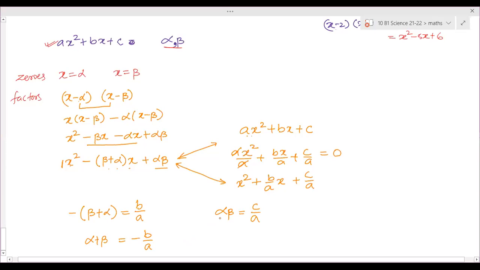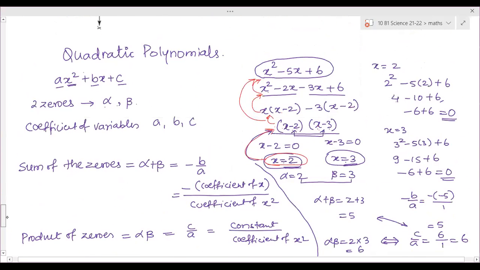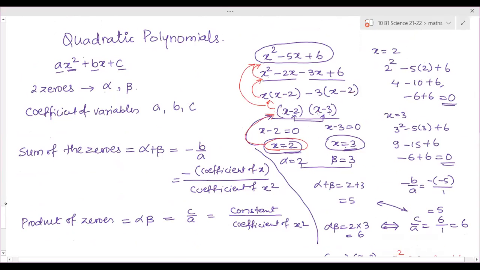Clear how this relation came? So this is your polynomial. If you know alpha and beta are the zeros, then you can form the polynomial by using this: x square minus sum of zeros into x plus product of zeros. Then you will get this polynomial. Okay, clear? Now write down all this. Everything clear from basic?